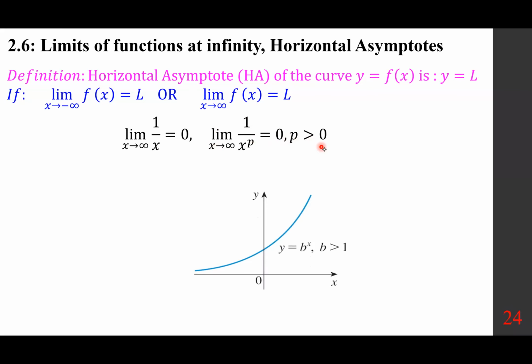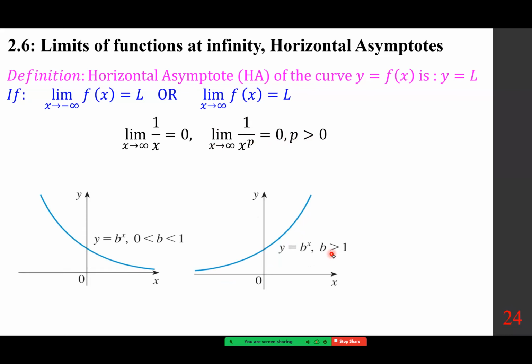This is a basic exponential function when the base is larger than 1. For example, y equals e to the power of x. And this one is exponential growth. This one is exponential decay when b is between 0 and 1. For example, y equals e to the power minus x. So in this case, the limit of e to the power of x as x approaches minus infinity is 0, and therefore y equals 0, or the x-axis, is the horizontal asymptote.